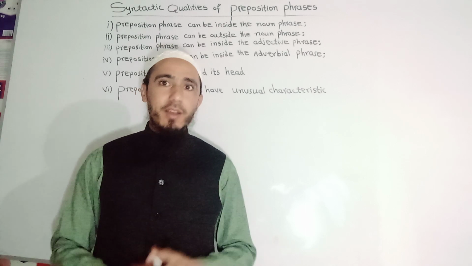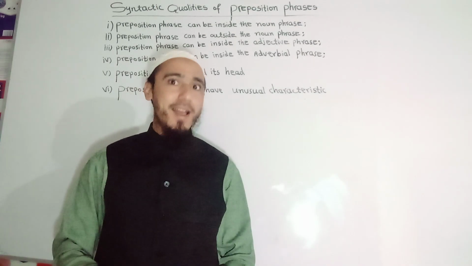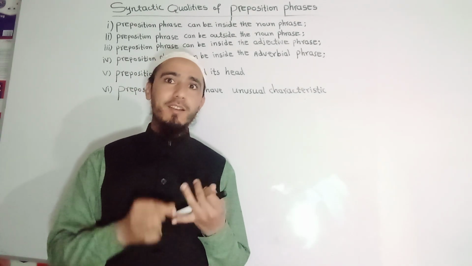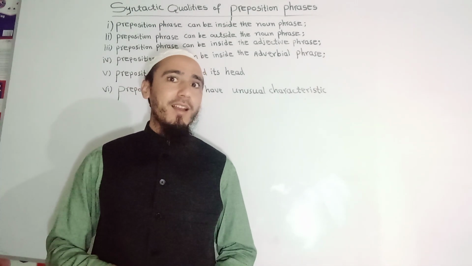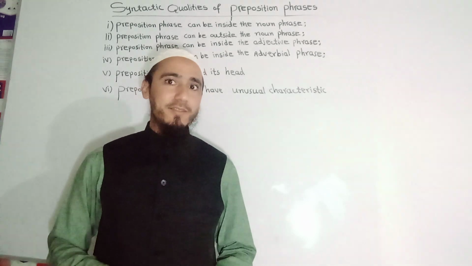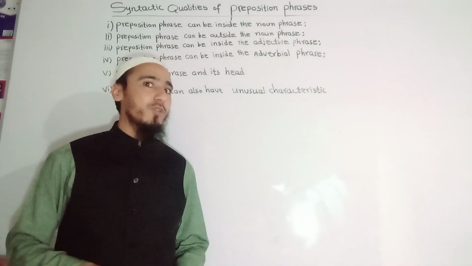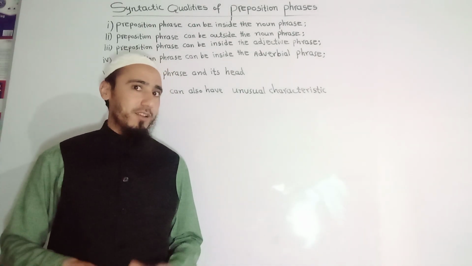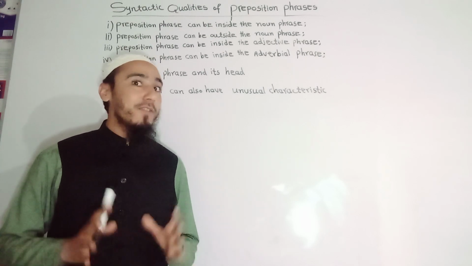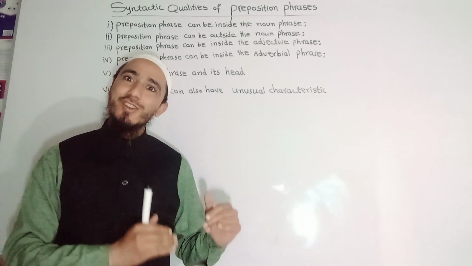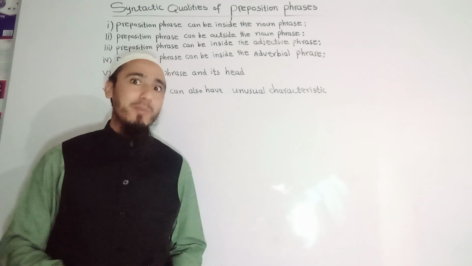And there I told you that there are 5 phrases which have their own heads: noun phrase, verb phrase, adverbial phrase, adjective phrase, and preposition phrase. Listeners and audience, today in this lecture, I am going to share with you information about the syntactic qualities of preposition, in which you will learn that a preposition is a word which is used to show the relationship of another word.